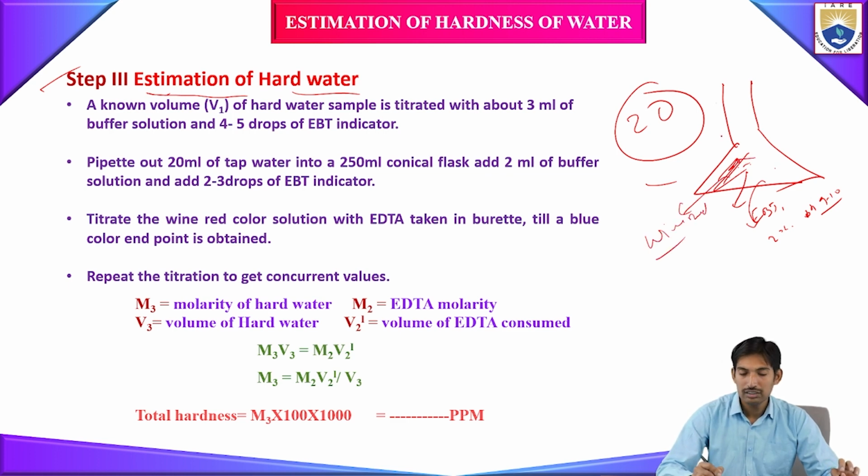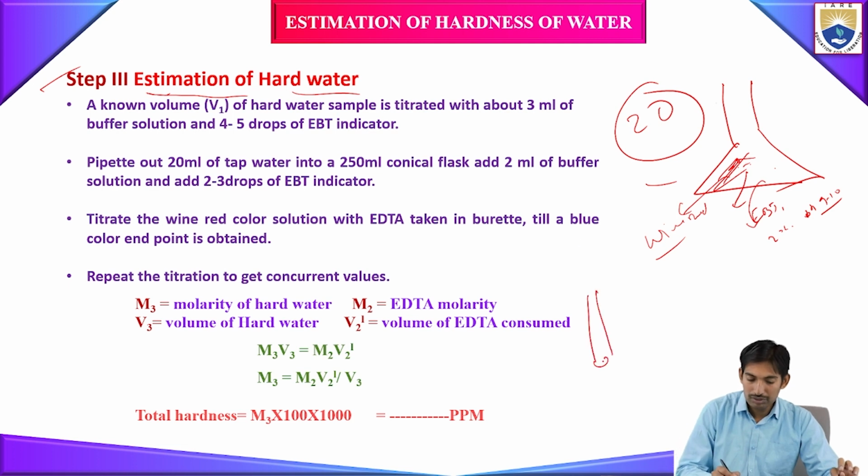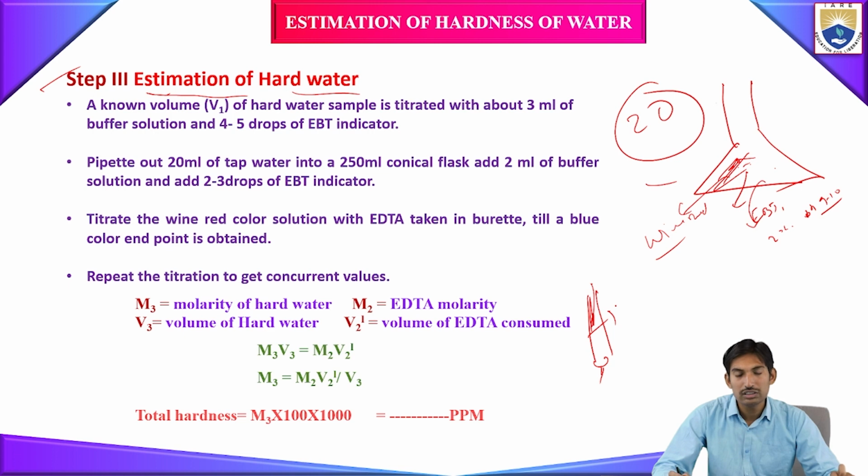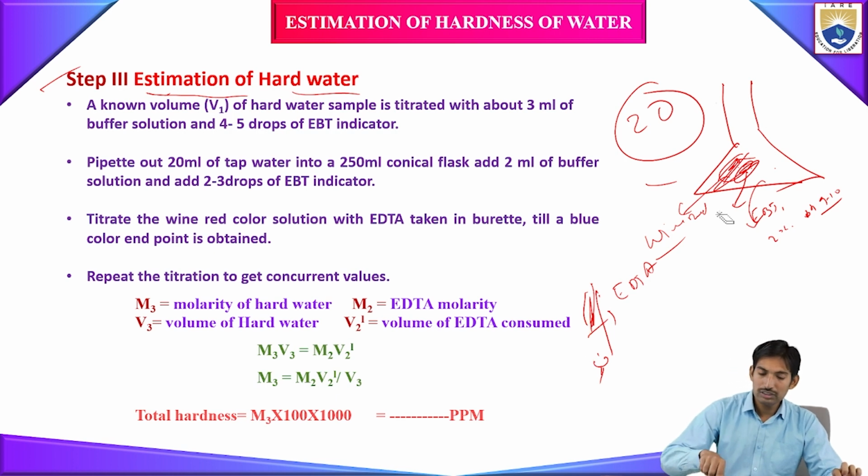Then in the burette we have to take the standard EDTA solution. Standard EDTA solution means we have already calculated the concentration of EDTA in the previous step. This EDTA solution we take in the burette, and we titrate the total hardness containing water with EDTA solution. We will get a color change from wine red to blue. Note down the readings.